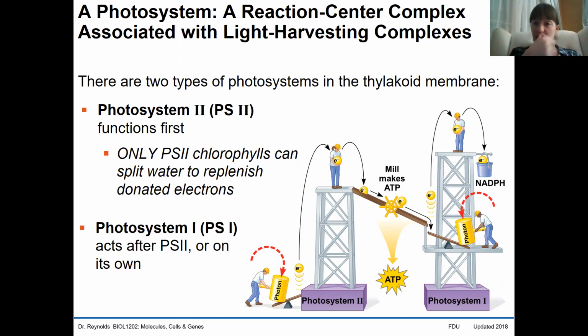In photosystem 2, discovered second but acting first, the photosystem 2's chlorophyll can actually split water to replenish the electrons that were donated away. Photosystem 1, on the other hand, is capable of donating the electron to a molecule of NADP+, creating a molecule of NADPH.